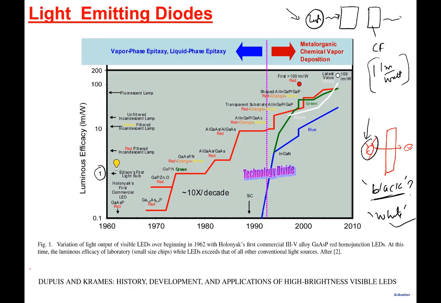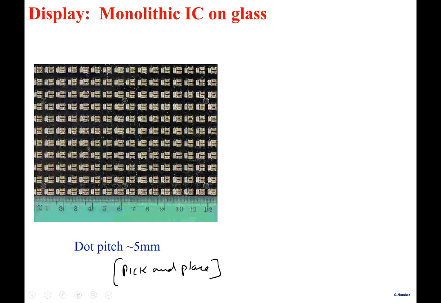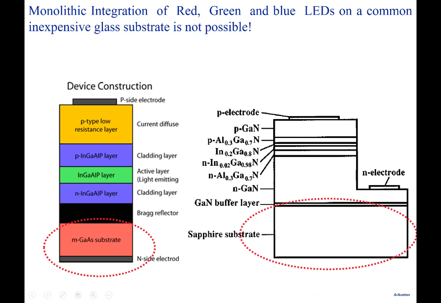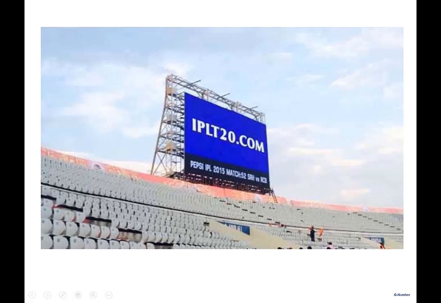But now, interesting thing happened here right at about the same time. So realize that pick and place method will not work, and monolithic integration of red, green, and blue LEDs on an inexpensive glass substrate is also not possible, because you deposit any semiconductor on glass, it becomes amorphous, and those LEDs don't work. Amorphous gallium arsenide LED doesn't work. Amorphous gallium nitride LED doesn't work. It doesn't emit light at all. So that was not possible here.